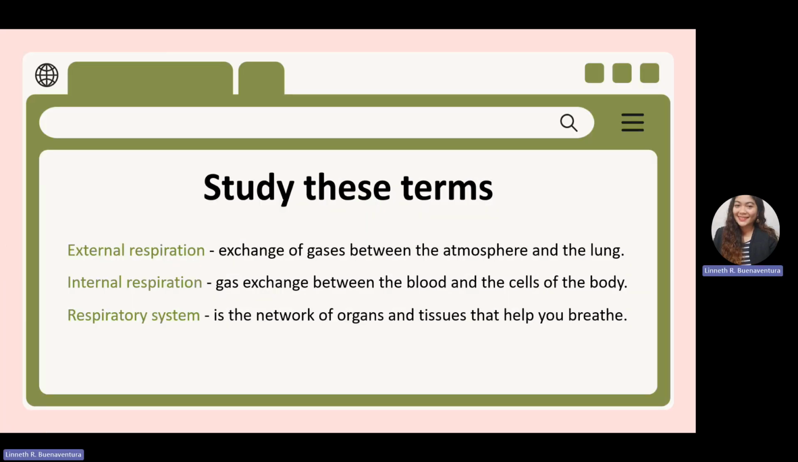Here are the terminologies. First one is external respiration. That is the process of exchanging gases between the atmosphere and the lungs. And then the internal respiration, that is the gas exchange between the blood and the cells of the body. Next is the respiratory system. The respiratory system is a network of organs and tissues that help us breathe.